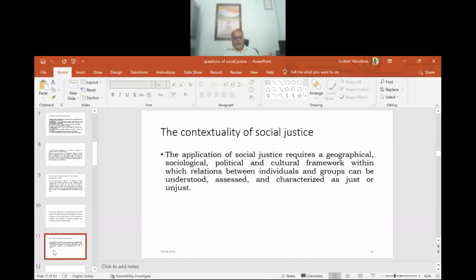So the application of social justice requires that the sociological, political, and cultural framework between individuals and groups are understood and assessed and characterized as just or unjust. So any system of social justice will be considered just or unjust depending upon what sort of political, sociological, cultural framework has been provided for the individuals to interact between themselves.